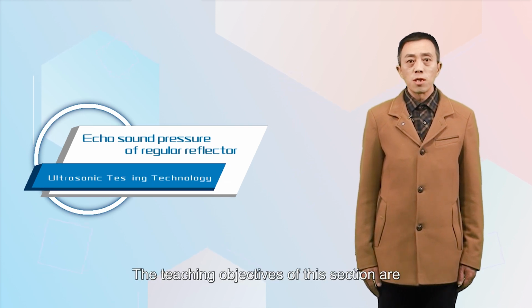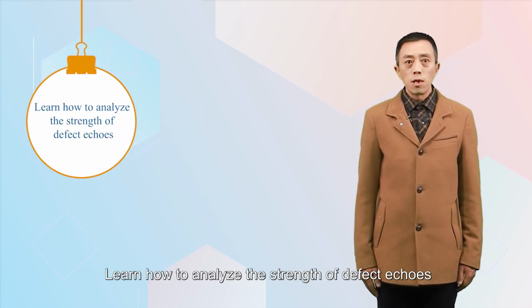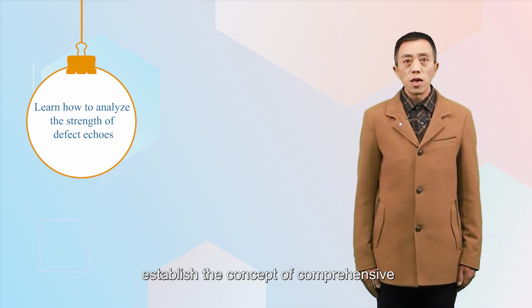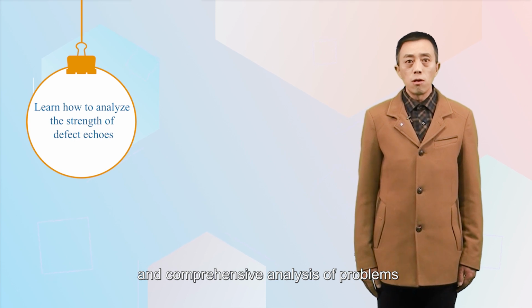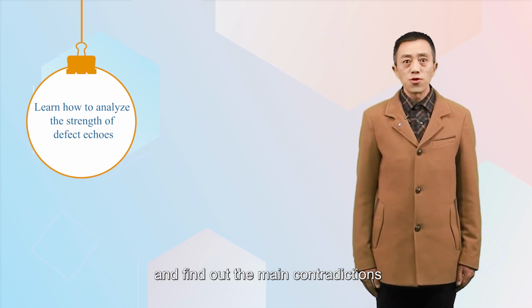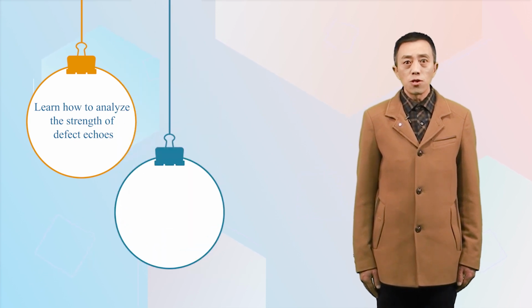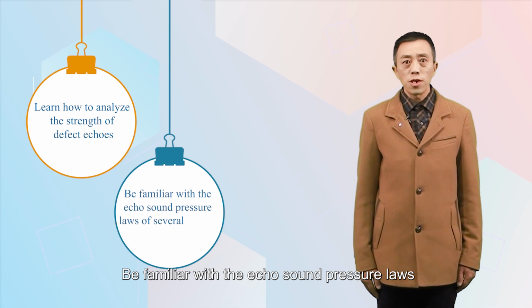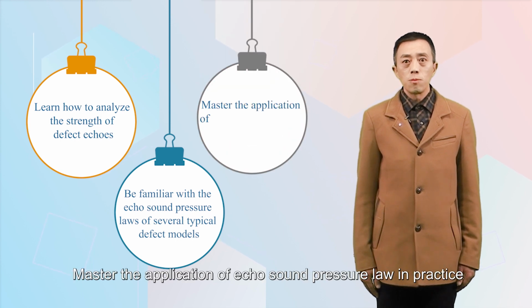Teaching objectives of this section are: 1. Learn how to analyze the strengths of defect echoes, establish the conception of comprehensive analysis of problems, and find out the main contradictions. 2. Be familiar with the echo sound pressure laws of several typical defect models. 3. Master the application of echo sound pressure law in practice.